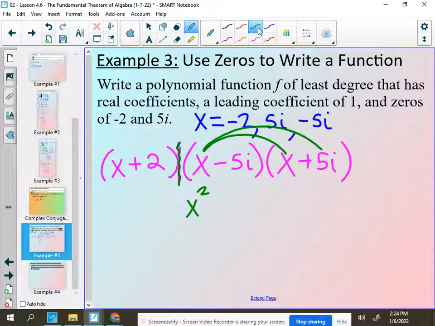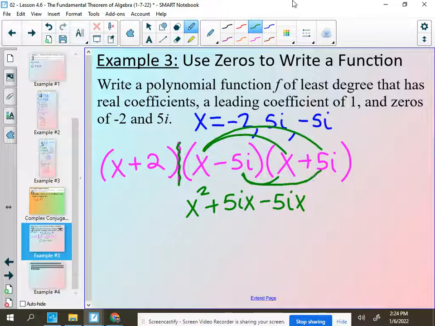x times 5i is positive 5ix. You can write it different ways, 5ix or x5i. As I go here now, it's a negative 5i times x, so that's going to be negative 5ix, which hopefully we're seeing right now. Because they're conjugates, these should drop out.